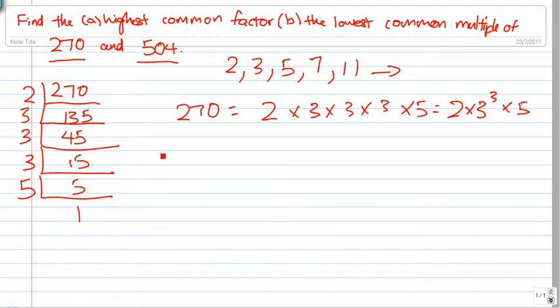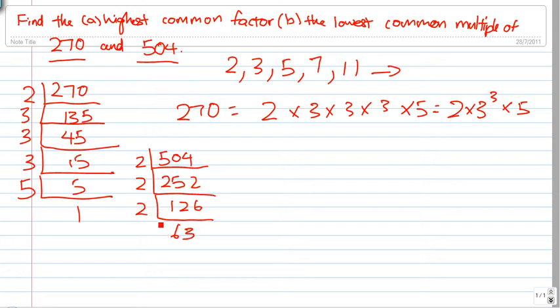What about 504? 504 divided by 2, I get 252. 252 divided by 2, I get 126. Okay, divide by 2, 126, I can further divide by 2, I get 63. Now 63 can no longer be divided by 2, so let's try dividing it by 3. Yes, you can. You get 21.